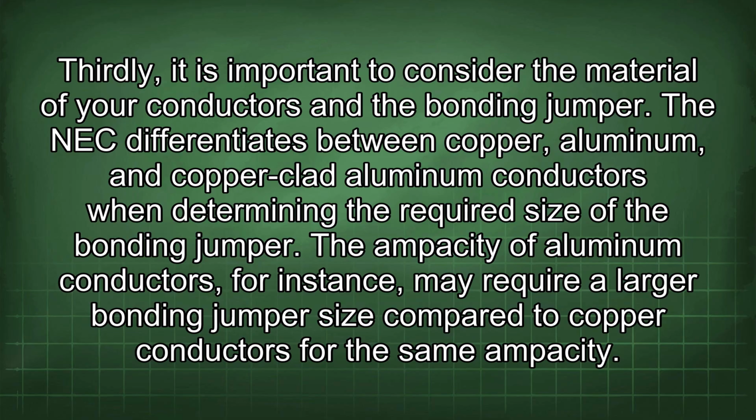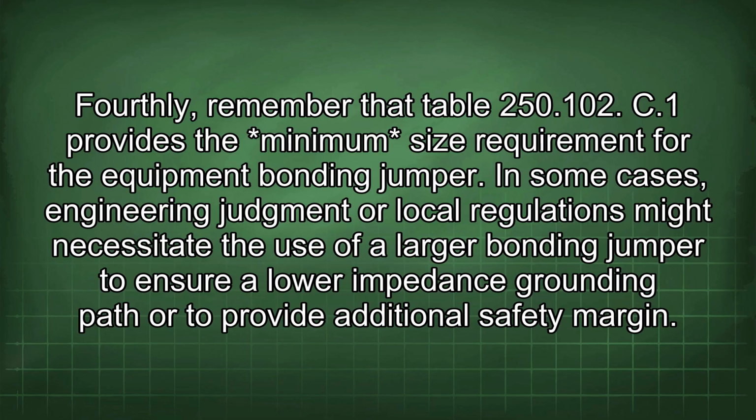Thirdly, it is important to consider the material of your conductors and the bonding jumper. The NEC differentiates between copper, aluminum, and copper-clad aluminum conductors when determining the required size of the bonding jumper. The ampacity of aluminum conductors, for instance, may require a larger bonding jumper size compared to copper conductors for the same ampacity.